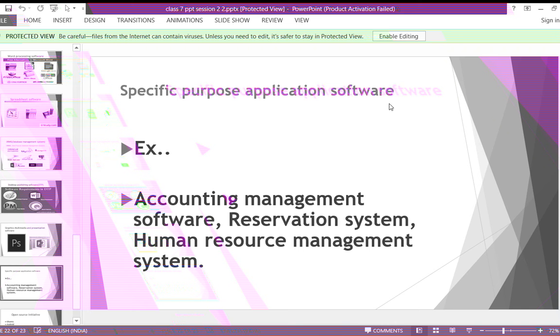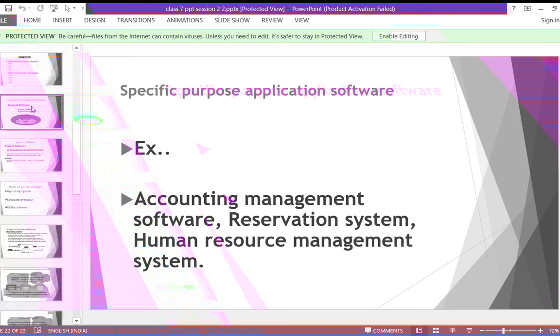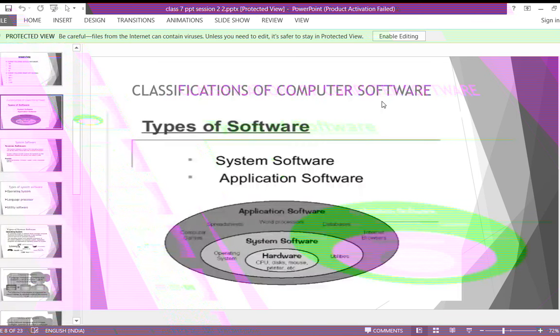Understood about this now? Yes, ma'am. So you all understood which are the classifications of computer software?